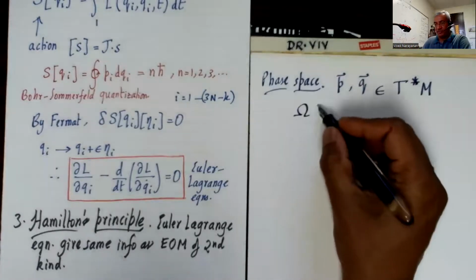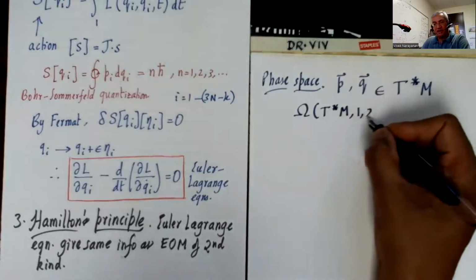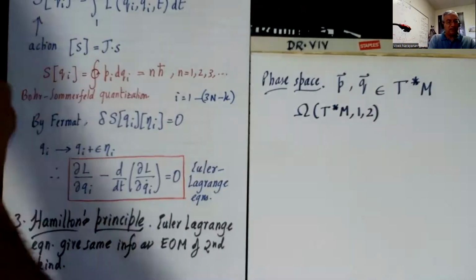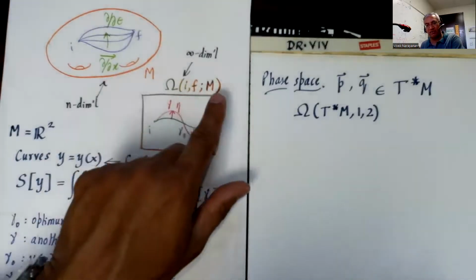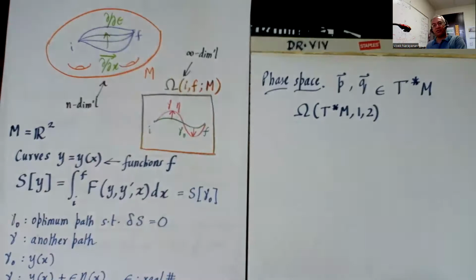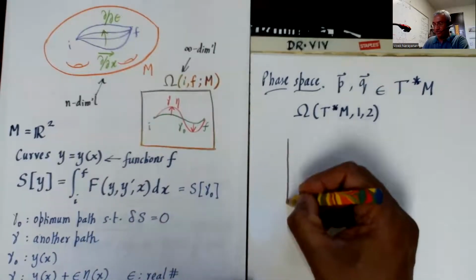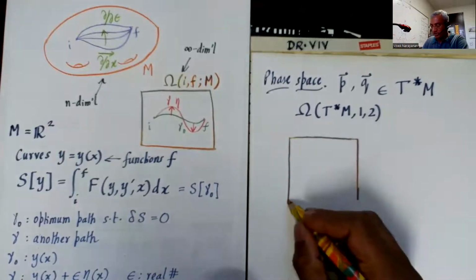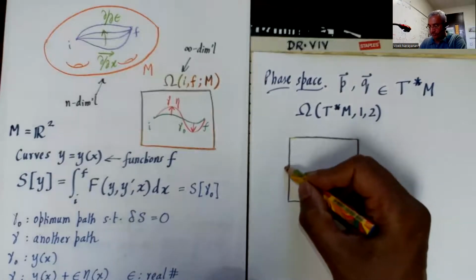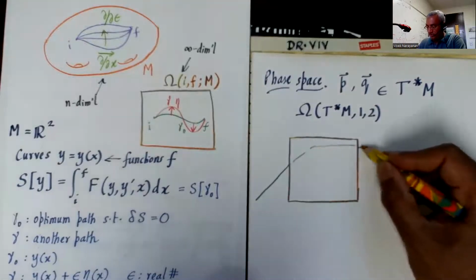So the path space we have is omega of T star m between the points initial and final. So if you remember, I drew a little sketch here. The path space depends on the manifold and the initial and the final points. So now the manifold has been broadened to be the cotangent bundle. So I would like to draw a schematic figure to go with this. Half your data is taken from the momentum space and half your data is taken from the position space of the phase space. So we'll draw a crude sketch.